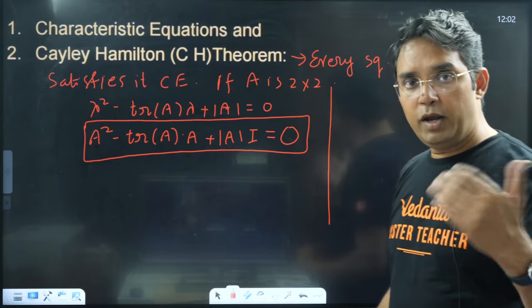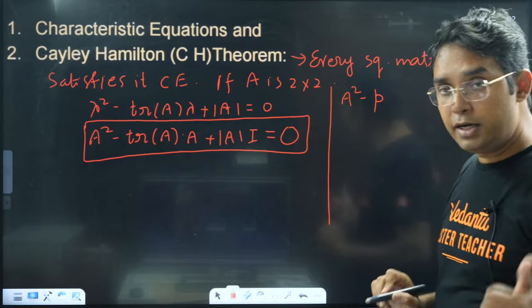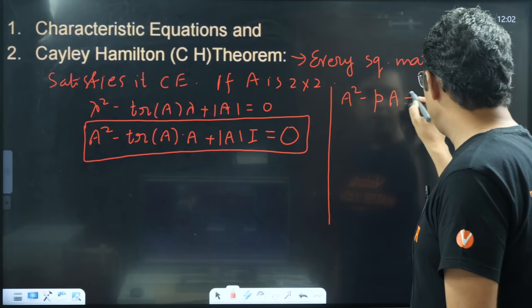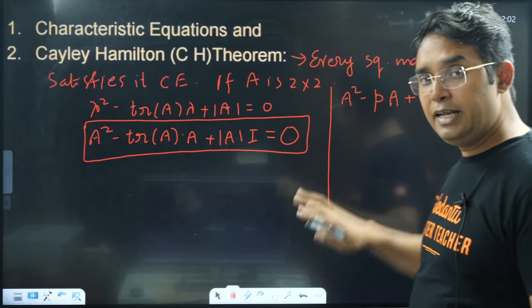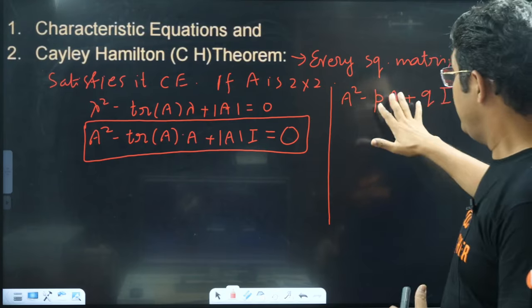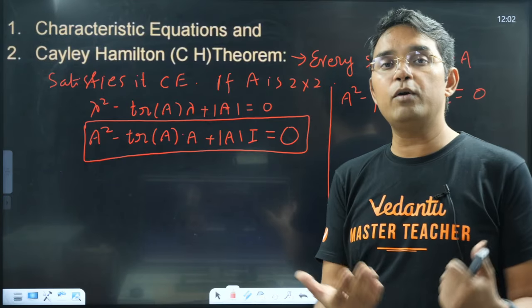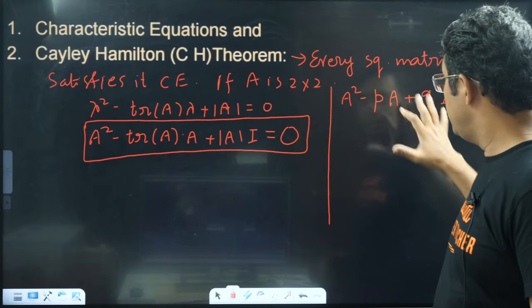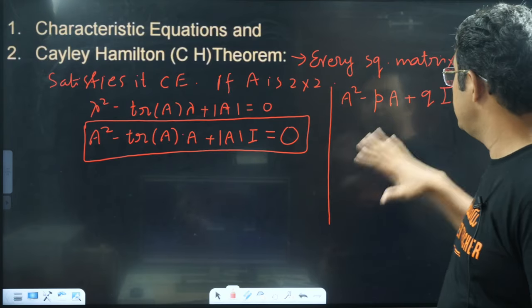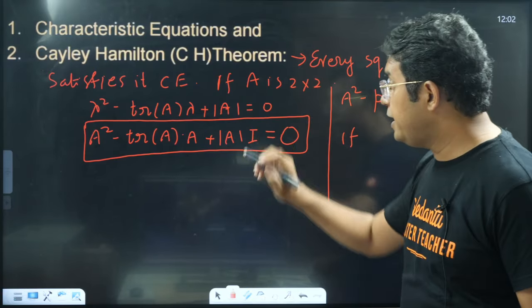Suppose you are given a quadratic like A square minus some scalar quantity p into A plus q into I equal to 0. This is the relation that is given to you. Can we say that p will be trace and q will be determinant? I am actually talking about the converse of this. Suppose there is a quadratic, can we say that p will be trace and q will be determinant?